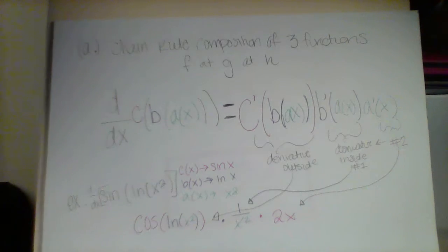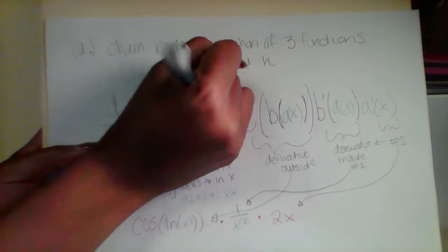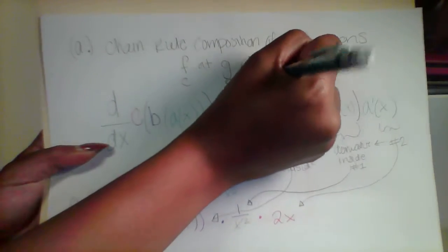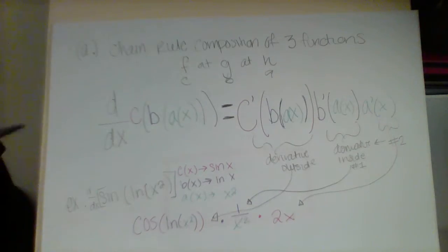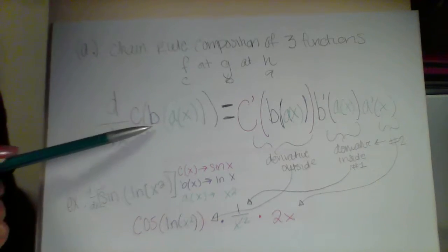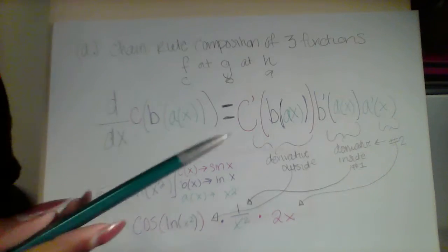So we'll begin with number one, the first part, part A, which asks to give the rule for the chain rule composition of three functions f, g, h. In this case, I substituted my f for c, my g for b, and my h for a of x. So in other words, I'll just write that f is c, b, a. So the derivative of c of b of a of x is just like this.